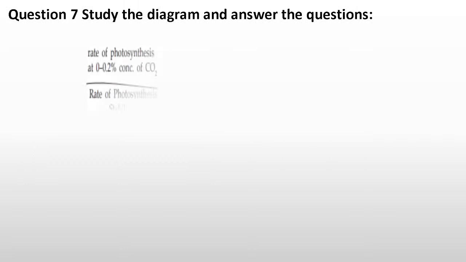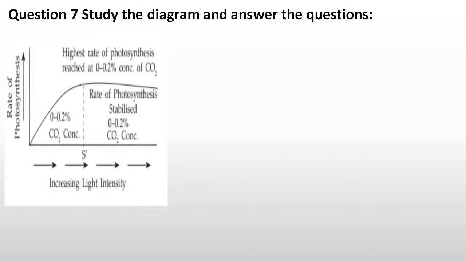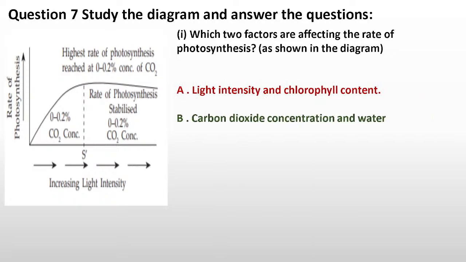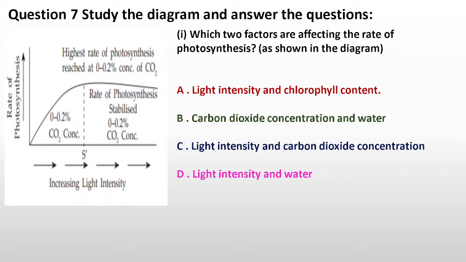Question number 7. Study this diagram and answer the questions. The first sub-question here is, which two factors are affecting the rate of photosynthesis as shown in the diagram? A. Light intensity and chlorophyll content. B. Carbon dioxide concentration and water. C. Light intensity and carbon dioxide concentration. D. Light intensity and water. So, which are the two factors affecting the rate of photosynthesis?